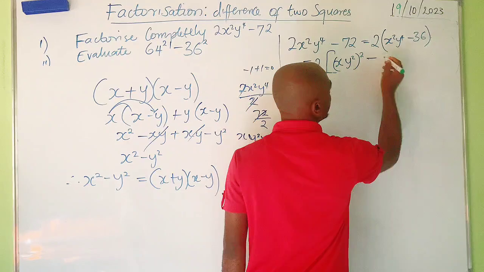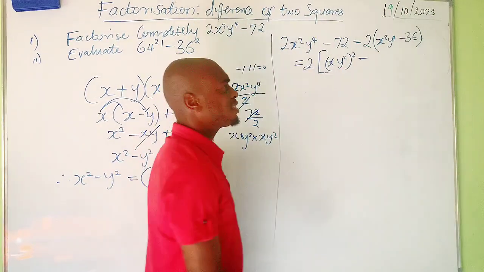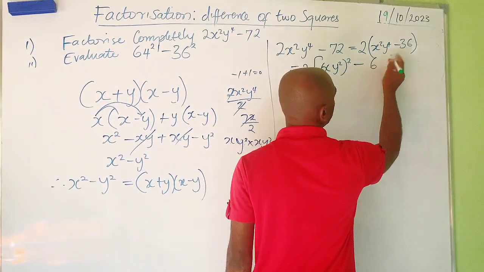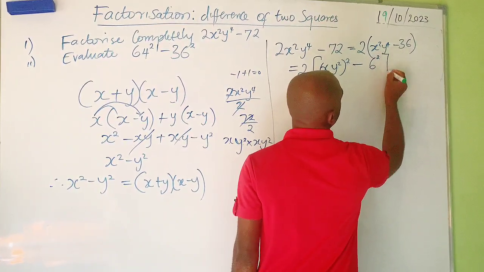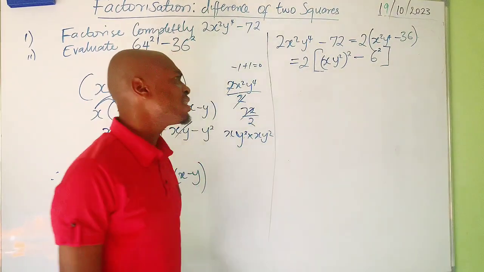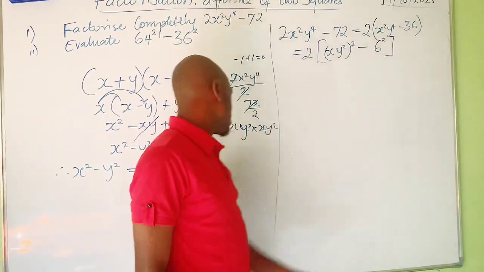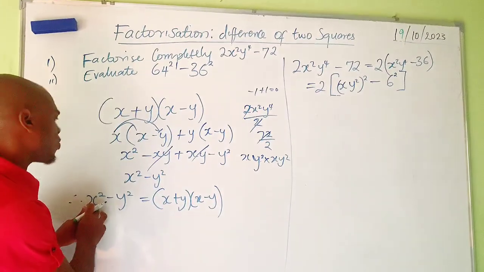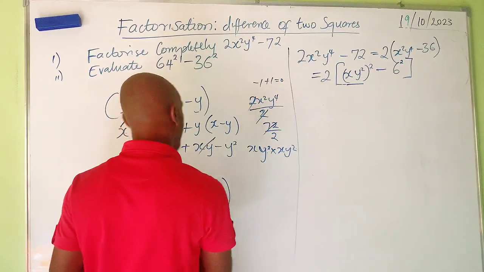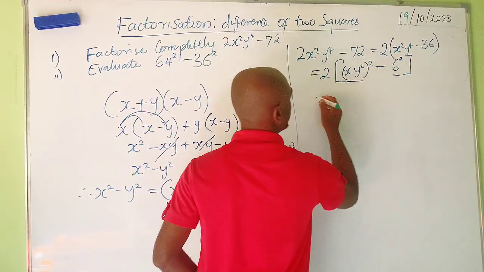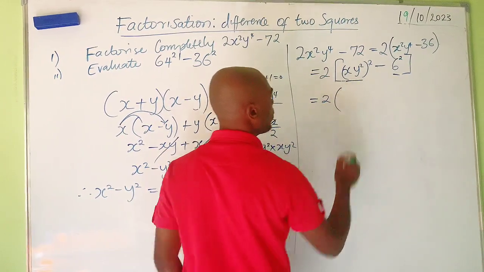Now 36 is a perfect square. That is 6 squared. You express 36 in this form, you have 6 squared. This is simply what we did here. It takes the format x squared, a number square, minus another number. So what we need to do at this point, open your bracket.